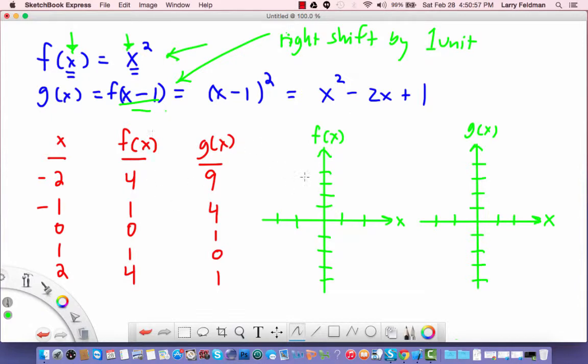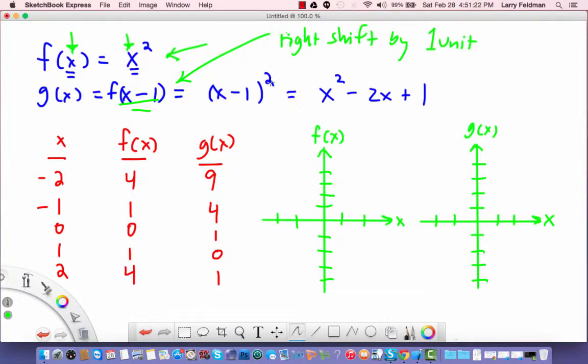And to save time, I did a lot of prep work here. We're plotting 5 points for f of x and g of x using x values from -2 to 2, just integers. F of x being x squared turns out to be 4, 1, 0, 1, and 4. That's simply the x value squared.